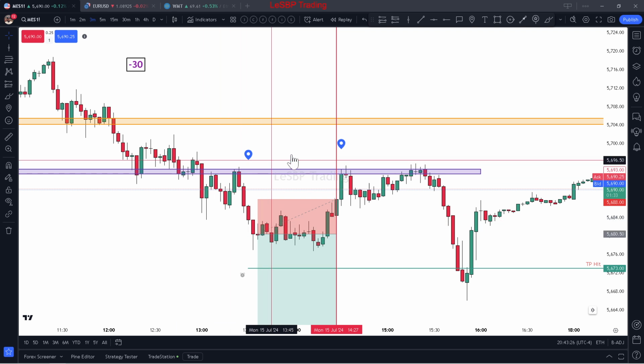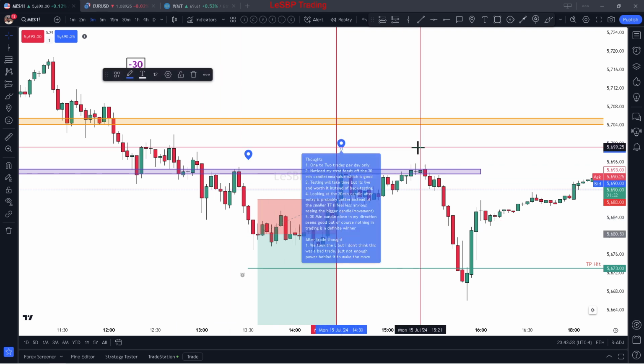So, last but not least, the last note here is a very long one, so sorry. Thoughts: 1 to 2 trades per day only. Oh yeah, I was jotting down my notes here because maybe I'd forget to say it at the beginning of the video. So 1 to 2 trades per day only.